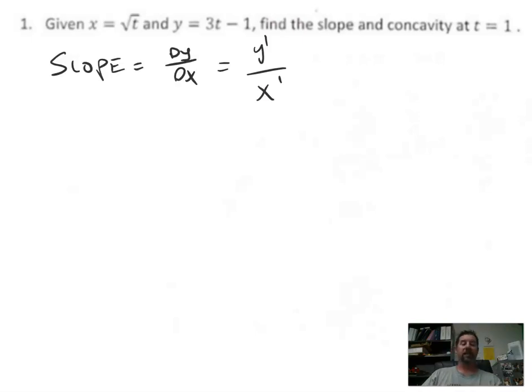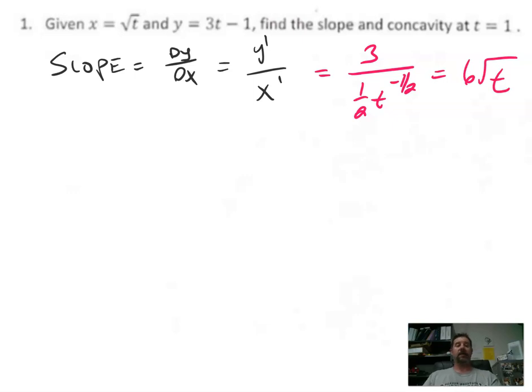So, slope, again, is equal to dy/dx, right? And the way we said we're going to find dy/dx is y prime over x prime. Take the derivative of y with respect to t and take the derivative of x with respect to t. So in this case, I would get 3 over 1/2 t to the negative 1/2. And if I simplify that, if I flip and multiply, I get 6 root t. All right, see? Nice and easy. That's the slope. Now we got to find the concavity.